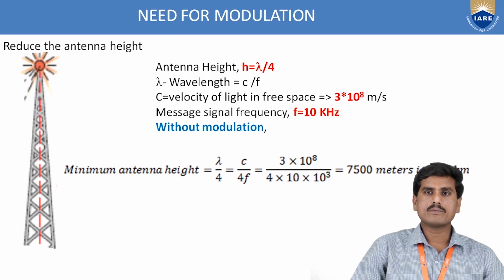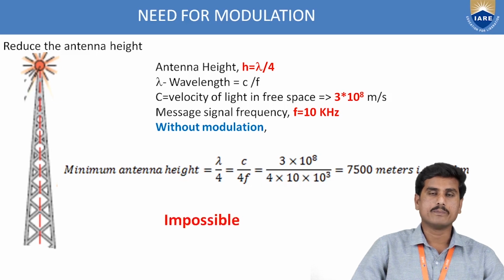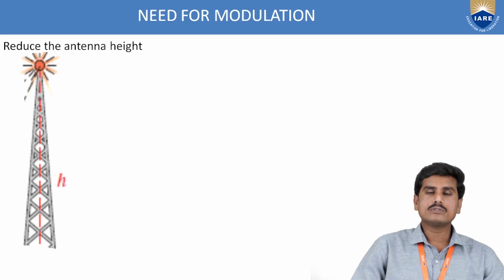So here the minimum height of the antenna is lambda by 4 is equal to c by 4f, so that is equal to 3 into 10 to the power of 8 by 4 into 10 to the power of 3. So finally we will get 7500 meters, that is equal to 7.5 kilometers height. Just imagine, practically an antenna height of 7.5 kilometers is impossible. So reducing the antenna height is possible by increasing the message signal frequency through modulation.